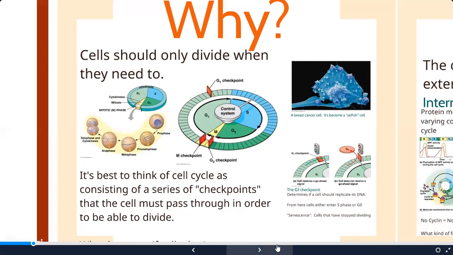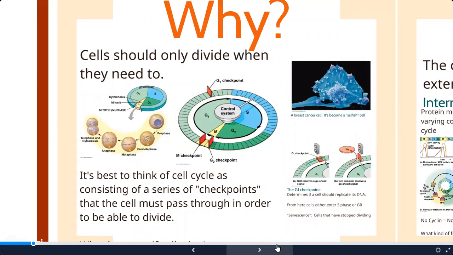This is really tightly controlled by the cell. So in order to go through cell division, there are 3 checkpoints that the cell has to meet, and they are at the G1 phase, the G2 phase, and the M phase. And we call them the G1 checkpoint, G2 checkpoint, and M checkpoint. If the cell does not meet those checkpoints, it doesn't continue on and go through cell division.